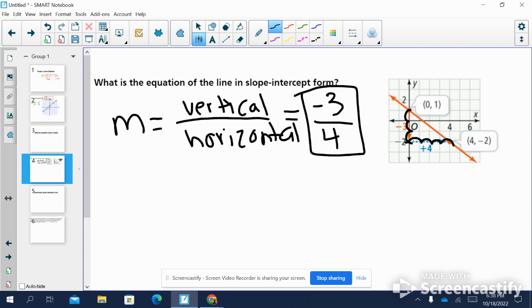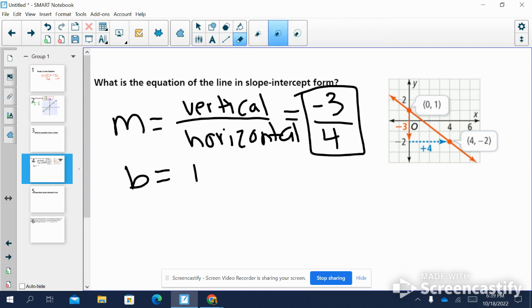Once we've found the slope, we now need to identify the y-intercept. Again, the y-intercept is where the line crosses the y-axis. As you can see, the line is crossing the y-axis right over here at a y value of 1. So my y-intercept, or my b, is 1.